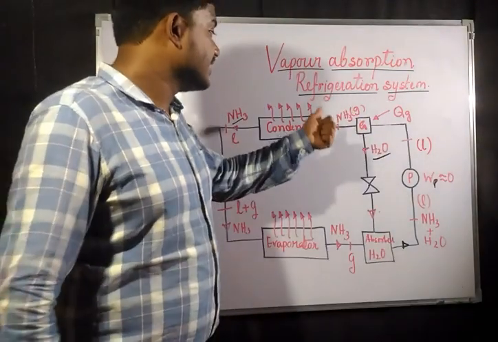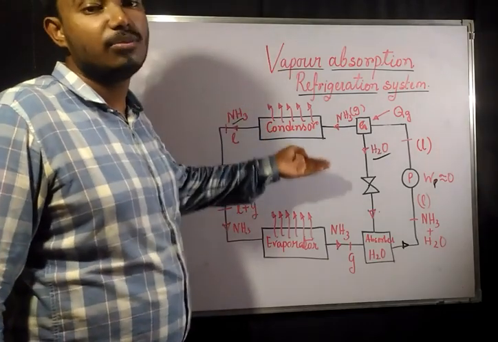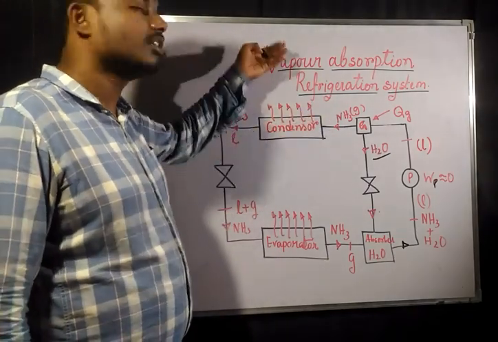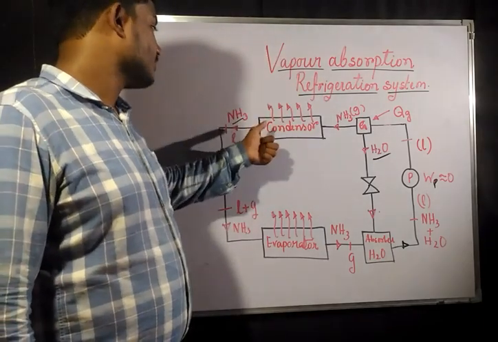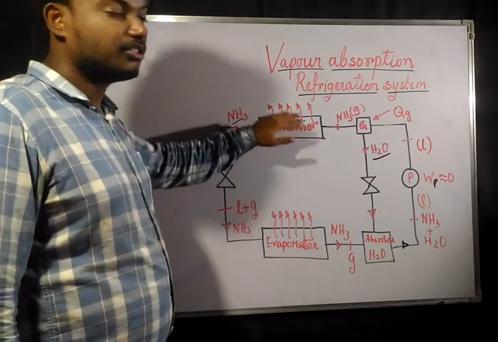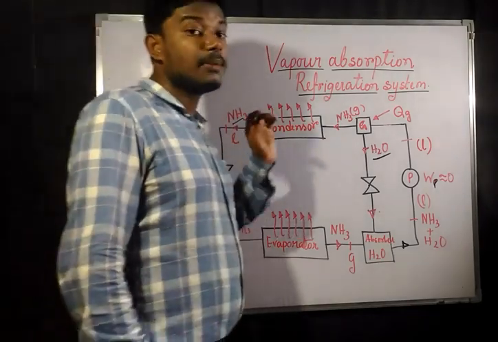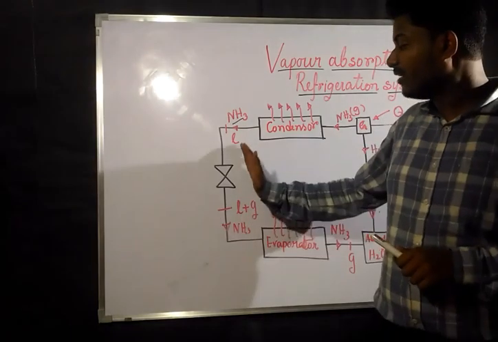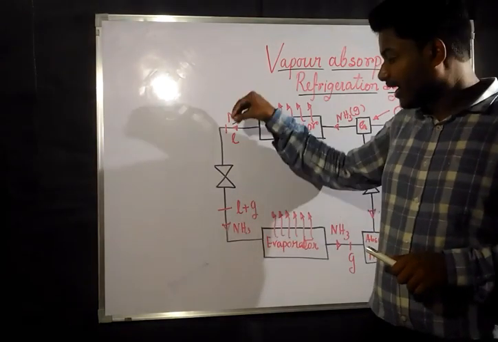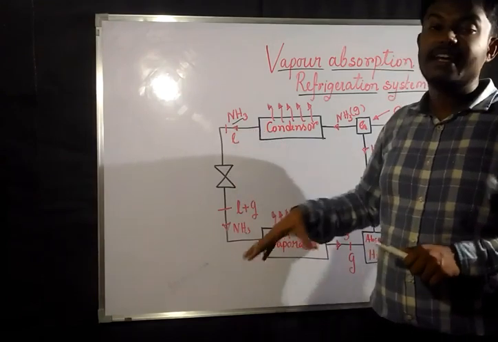Now the gaseous NH3 is passing through the condenser. Condenser means it is going to be converted into liquid, and heat is going to get rejected from the condenser. Now whatever ammonia is coming would be in liquid form because it is passing through the condenser. After this, we pass it through a throttling valve. Throttling valve means it is going to expand the liquid and release the pressure.